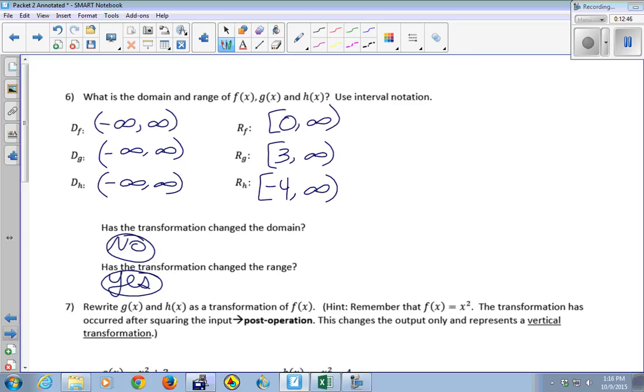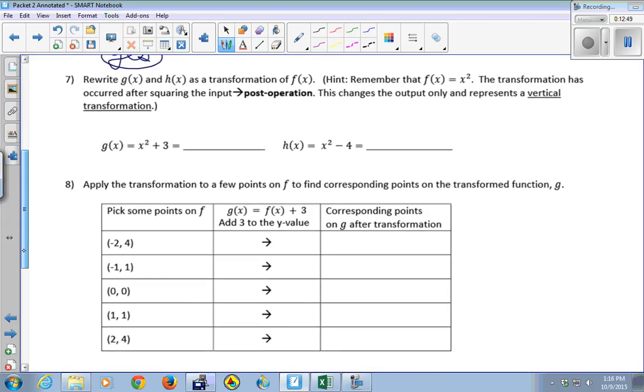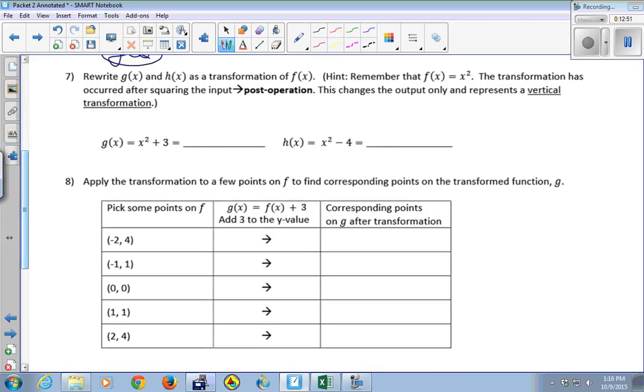All right, so we're going to rewrite g of x and h of x as a transformation of f. So remember, f of x is x squared, and the transformation, that +3 is my transformation, the -4 is my transformation of the function. Those two things happen after squaring, right? So because of the order of operations, you would square the x, then add the 3, right? So this changes the output only and always, which is the y. It changes the y coordinate only and results in a vertical transformation.